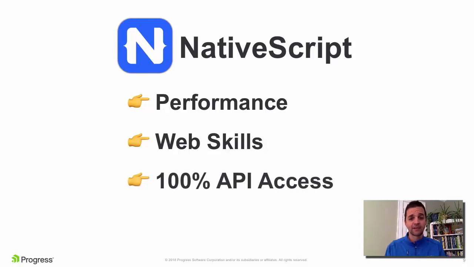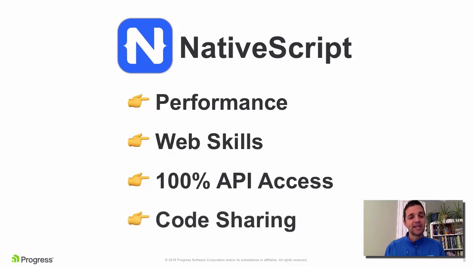Unlimited API access. NativeScript gives you access to the entire library of both iOS and Android device APIs without relying on plugins. And finally, code sharing. NativeScript isn't just about native mobile apps. You can also share code between a NativeScript app and a web app, giving you 3 platforms for the price of 1. We're going to touch on this again later.